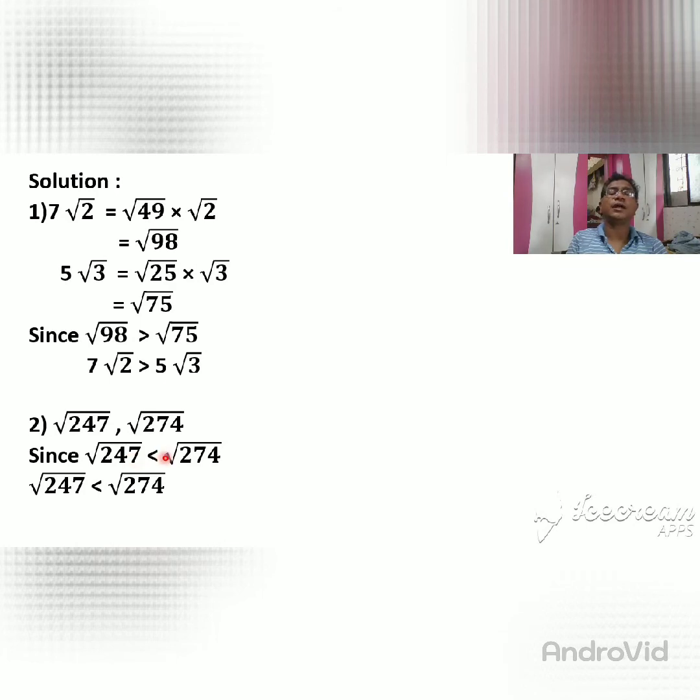So 247 is smaller than 274. Okay, then we are going to learn problem number 3. What is it? 2 coefficient root 7 and root 28. Okay, so these are the two numbers given to you. Root 28 is given, and here is 2 coefficient of root 7.